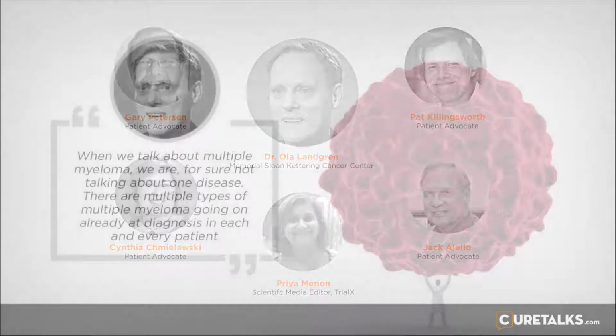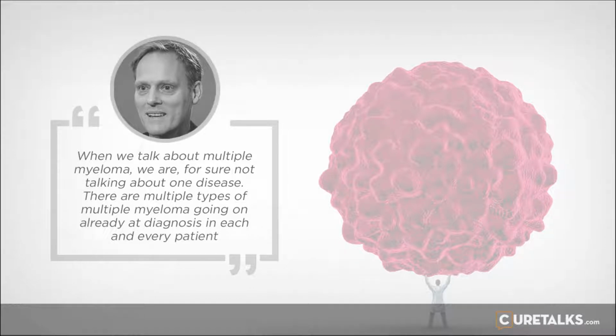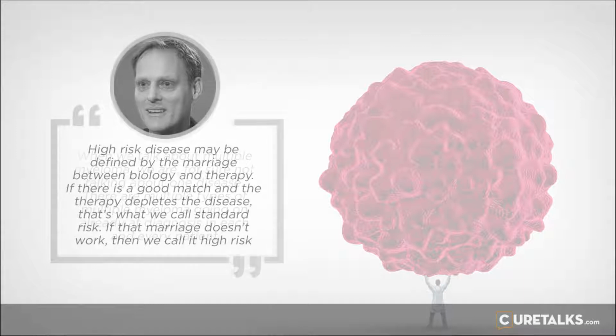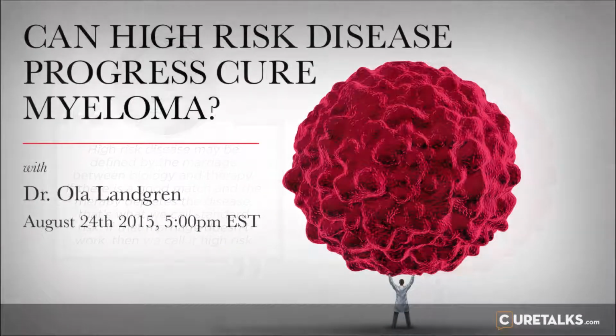Well, if you think about it, it's the marriage between biology and therapy. If there is a good match and the therapy depletes the disease, that's what we call standard risk. If that marriage doesn't work, then we call it high risk. And given that there are many biologies going on in parallel in the same patient, when you deliver therapy, if there are subsets of the disease cells that have a very bad match to the therapy that's being given, that will be viewed as high risk. But in fact, it's the match between the therapy and the biology that is not there. So in the end, we're all high risk because in the end, we no longer respond to therapy.